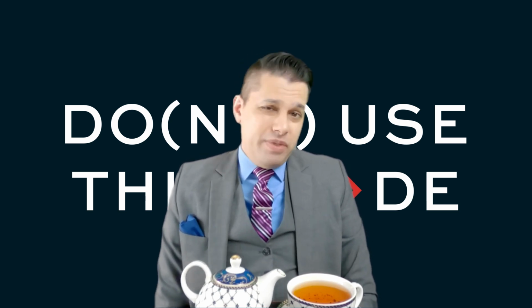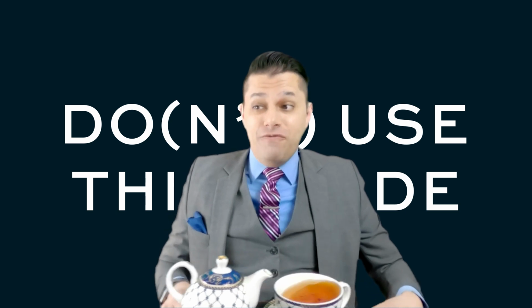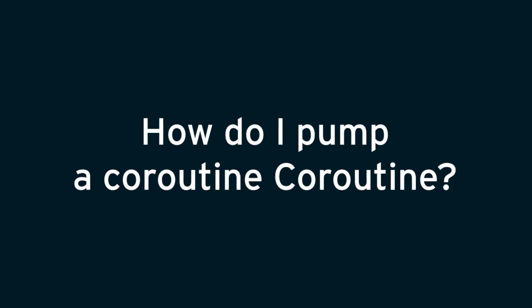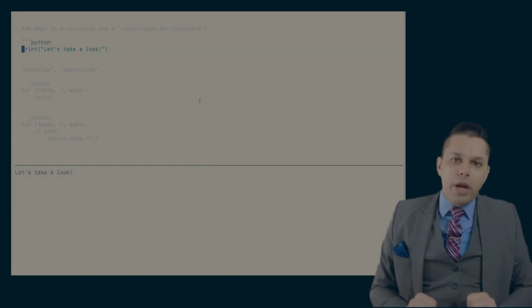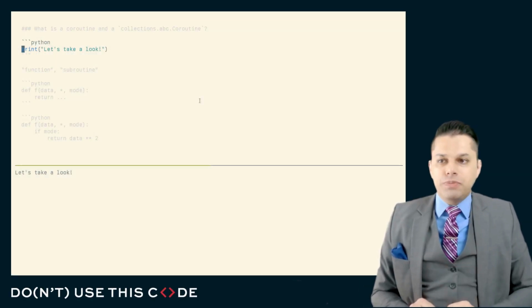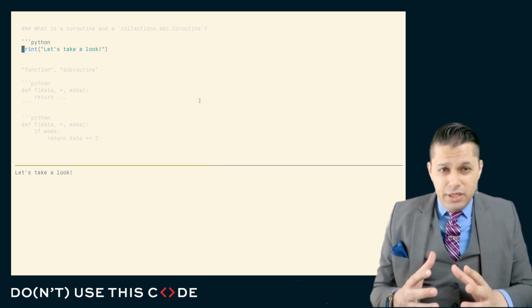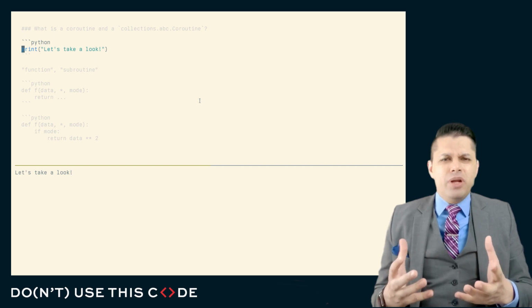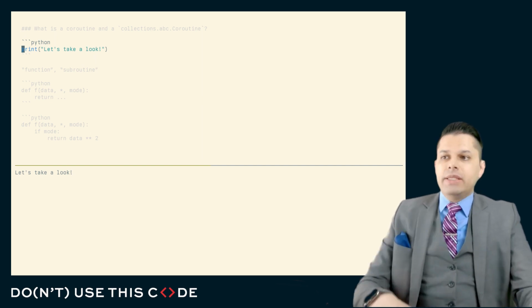We have an enormous amount to cover and we're going to go very quickly. I want to answer for you the very first question. What is a coroutine and what is a collections.abc.Coroutine, and maybe why is it that this terminology seems to be so clumsy? Let's take a look.